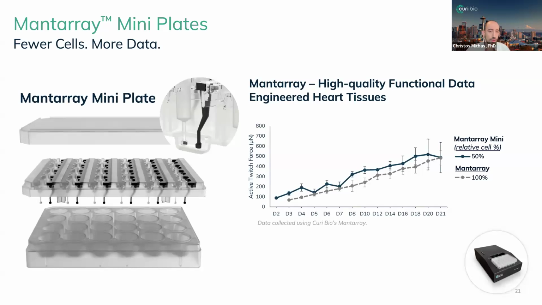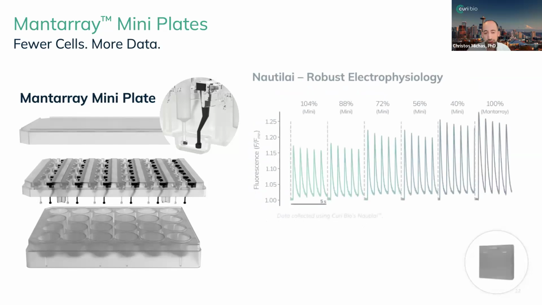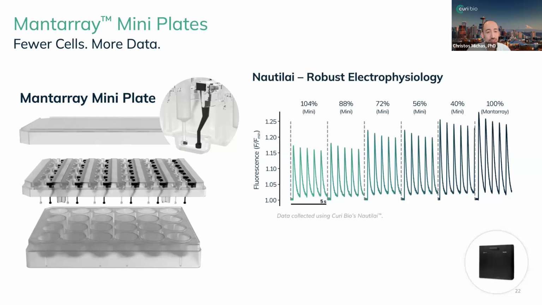The second platform that we're going to use is, of course, the Nautilus platform for electrophysiology. And so again, we're going to take the same plate with the variable cell count, Mantarray Mini and Mantarray, and place it on the Nautilus to observe the calcium transients produced by these tissues. And so what is important to point out here in this plot is that for all the different conditions, you get excellent signal to noise ratio, and in fact sufficient so you can run all the studies you would run with the Mantarray plate on the Nautilus.